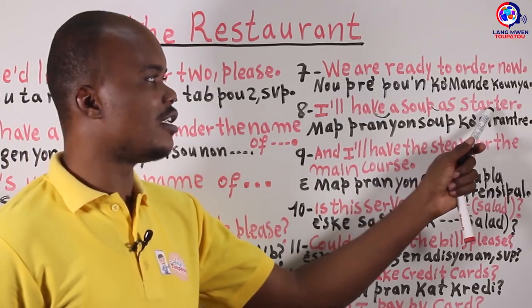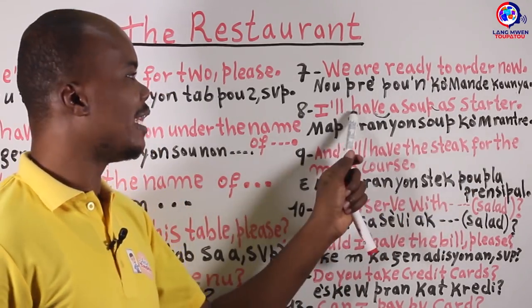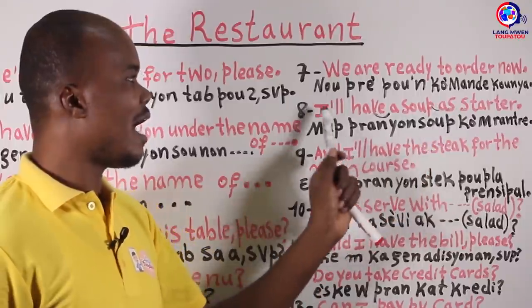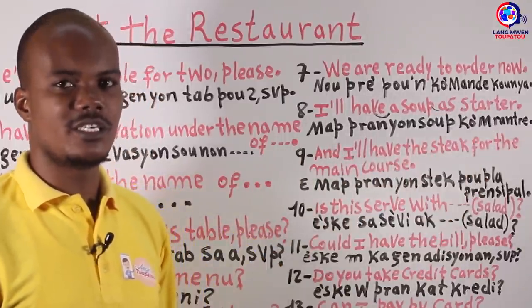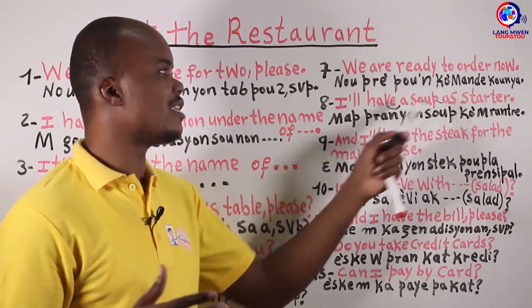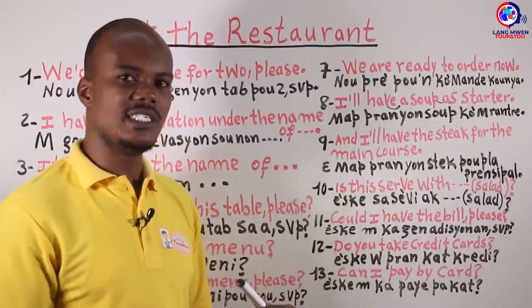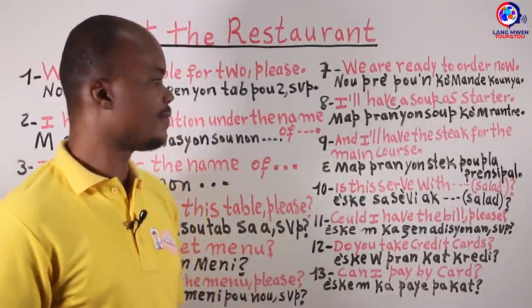I'll have a soup as starter. I'll have a soup as starter. So on vit dit ça en anglais c'est comme ça. I'll have a soup as starter.